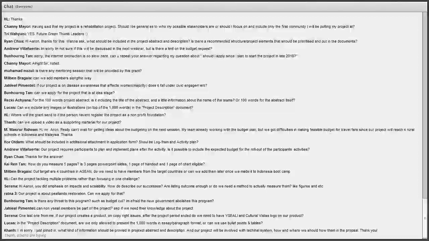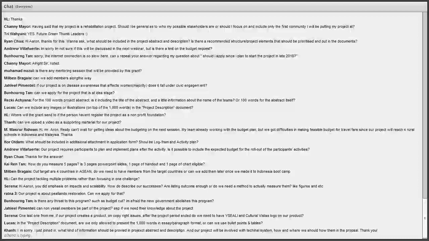Can the project tackle multiple problems instead of just one challenge? Certainly. However, if you focus on multiple problems, you have to tell us how you're going to focus on multiple problems and how you're going to scale it to make it possible to tackle all of those challenges.